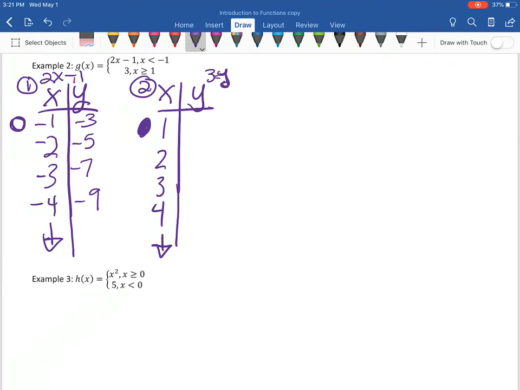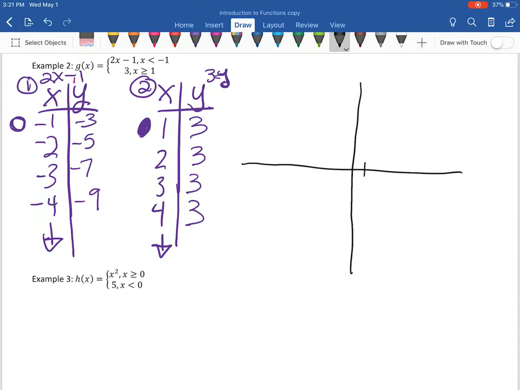For the second piece, it's actually pretty easy since it's just the constant function y equals 3. It doesn't matter what my x values are. I'm just going to keep having 3 for my y value. Okay, now we've got all of our points ready to go, so we're just going to go ahead and start plotting these.